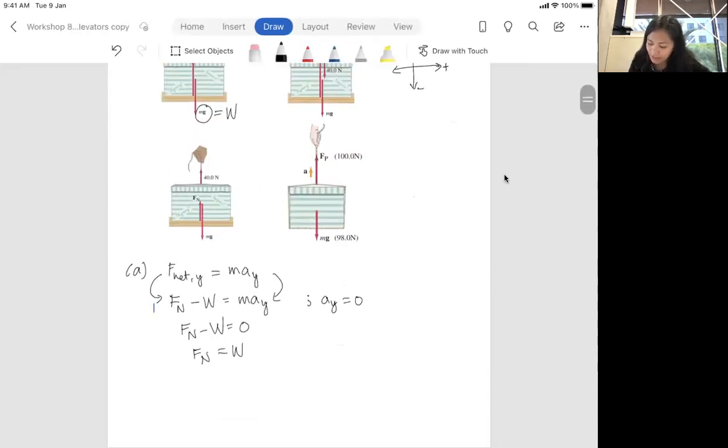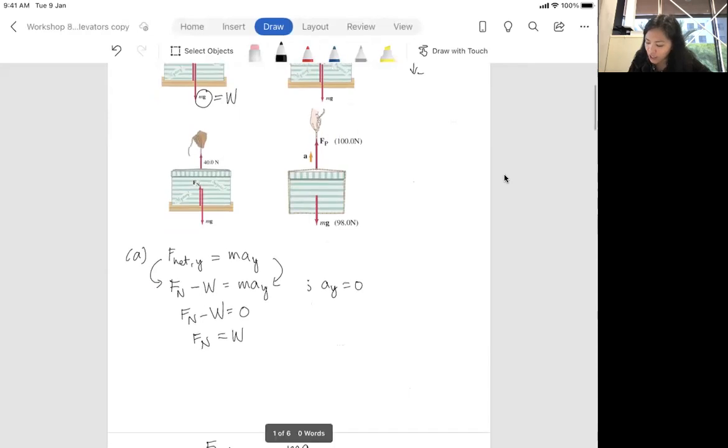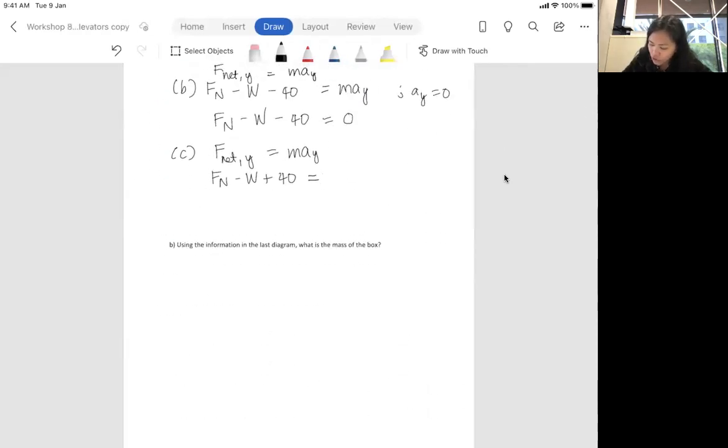Comparing the sizes again, the combined length of the 14 Newton and the normal force is more or less the same as the length of the weight force that's downwards. And there's no indication of movement or acceleration for the box. So we can say here that the acceleration along the y is equal to zero, again, in this case. And so you'll have normal force minus weight force plus the 40 Newton pull force is equal to zero.